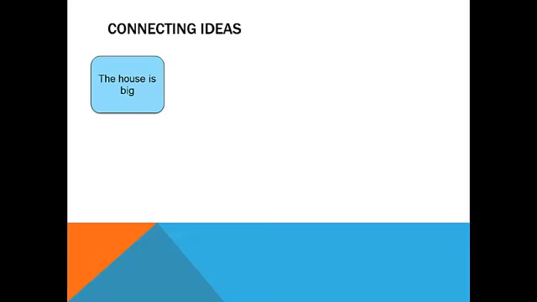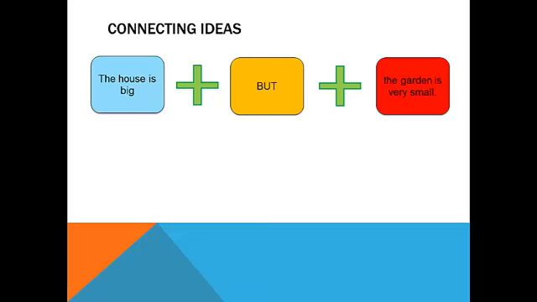Let's continue with this. When we talk about ideas, connecting ideas, we are going to see more examples. For instance, there we have the house is big, but the garden is very small. En este ejemplo utilizamos el conector but para hacer contraste. ¿Por qué estamos realizando un contraste? Porque estamos expresando de que the house is big, la casa es grande, pero but the garden is very small. El jardín es muy pequeño.